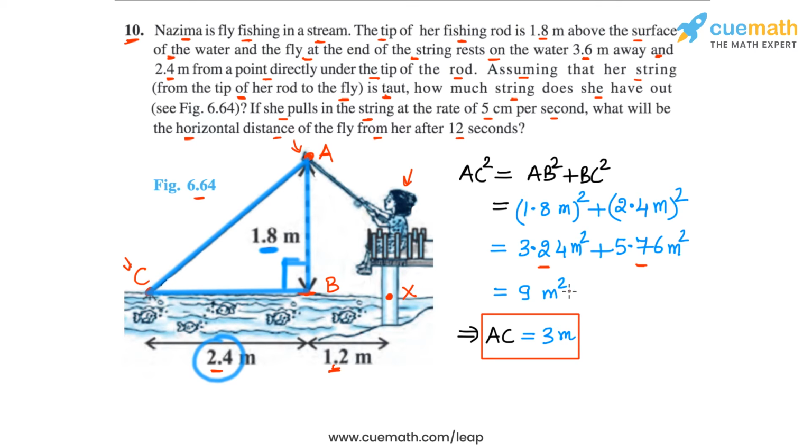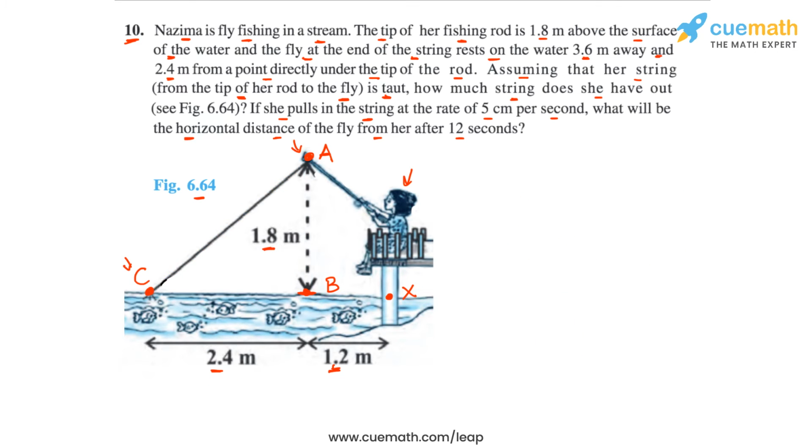Now let's answer the second question. Alright, so the second part of the question says, if she pulls in the string at the rate of 5 centimeters per second, so she starts pulling in the string. So basically the length of the string that she has out will start to reduce. Okay, so what will be the horizontal distance of the fly from her after 12 seconds? So as she starts to pull in the string, what will happen is the tip of her string, the position of the fly, will start moving towards the left.